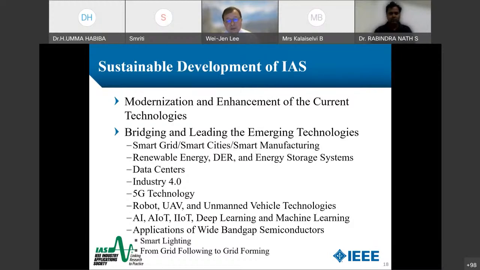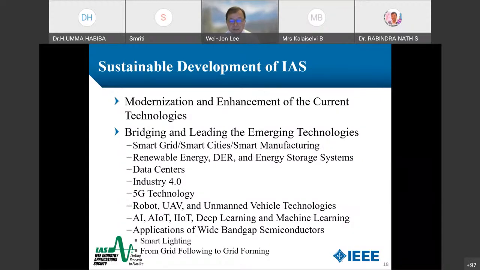And with online shopping, a lot of data centers have been established, and this is also part of the scope of the IAS. And of course, Industry 4.0 is definitely within scope. From the 5G technology point of view, we are not working on the technology itself. We are working on the application side: how are we going to use 5G technology to improve operation efficiency, or reduce the cost of industrial operation?